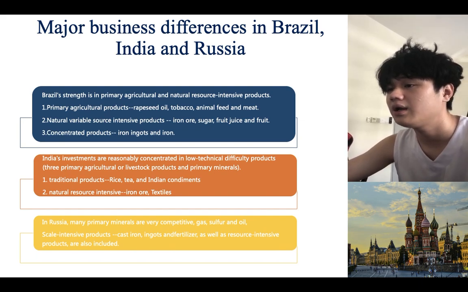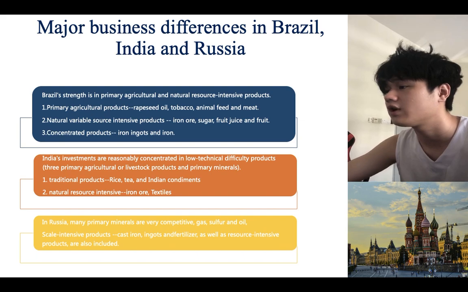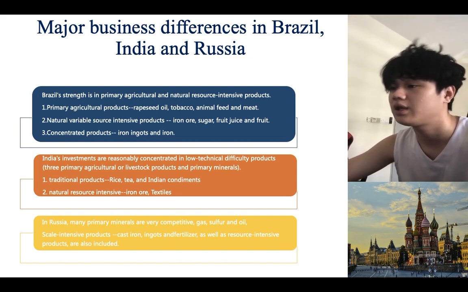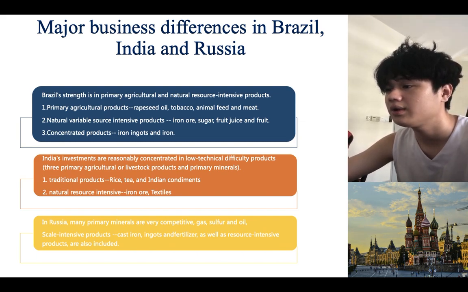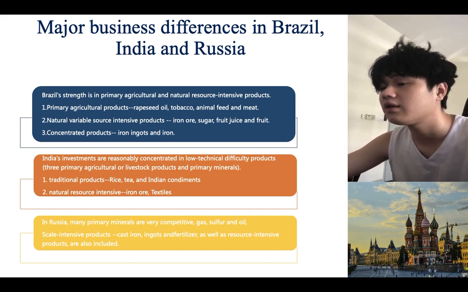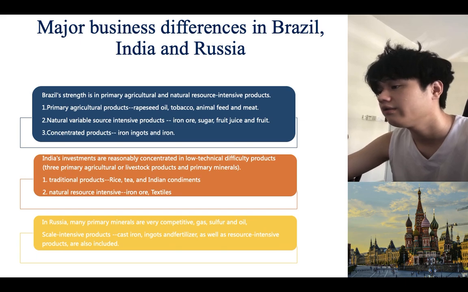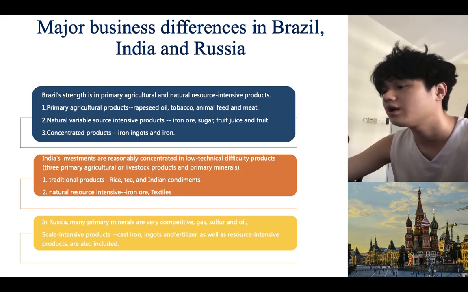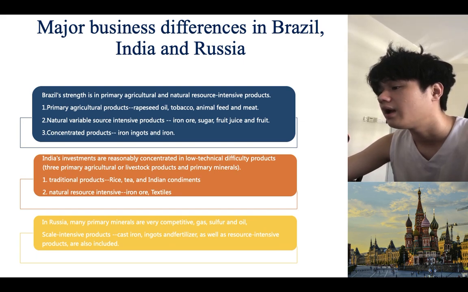The second is India. Investments are reasonably concentrated in low technical difficulty products: primary agriculture or livestock products and primary minerals. The first is traditional products: rice, tea, and Indian condiments. The second is natural resource intensive products: iron ore and textiles. The third one is Russia. In Russia, many primary minerals are very competitive: gas, silver, and oil. Scarce intensive products, cast iron, ingots, and fertilizer, as well as resource intensive products, are also included.